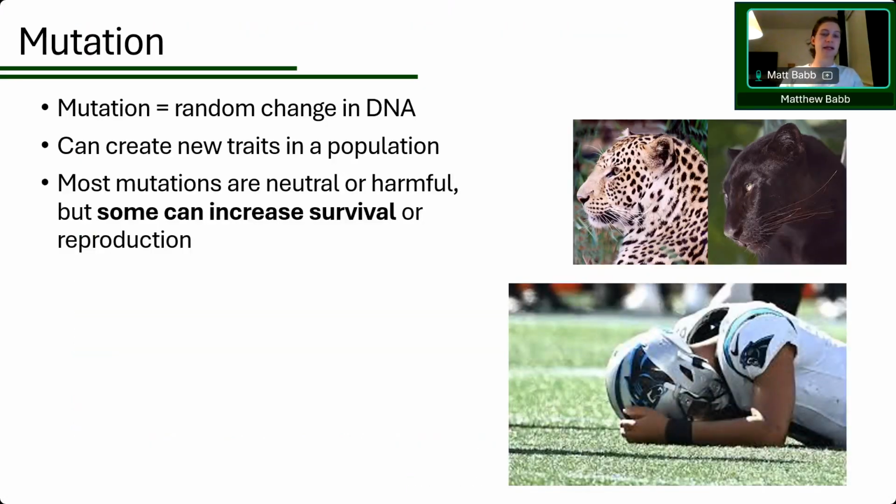The final mechanism that we're going to talk about that is not natural selection is mutations. Mutations are changes in the information contained in the genetic material. For most organisms, this means a change in the sequence of DNA.